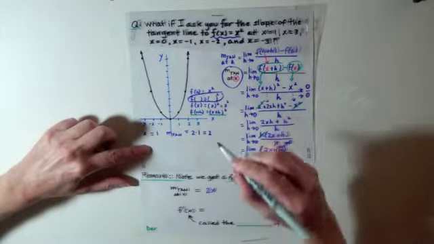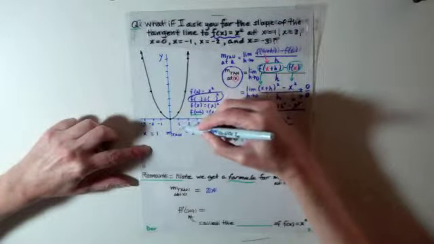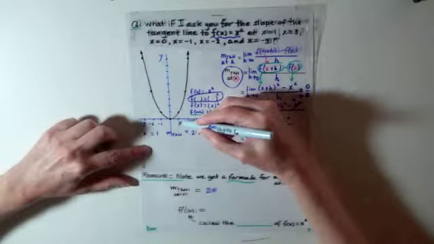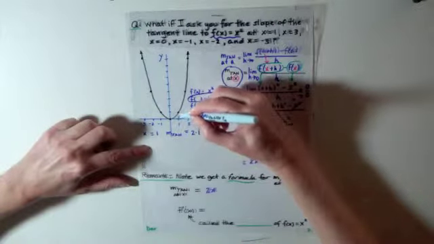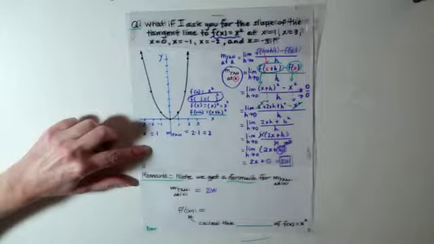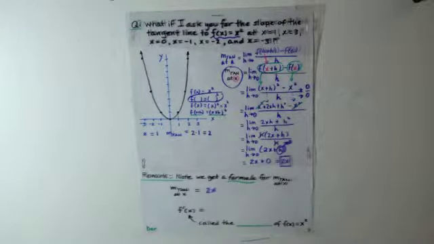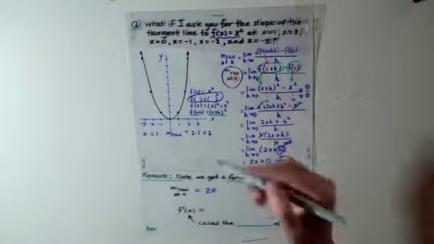On our graph, what that means is that if I look at the point on my black parabola corresponding to an x value of 1, well, what point would that be? That would be this point right here. That's the point on the graph corresponding to x equal 1. The slope of the tangent line at that point is supposed to be a slope of 2.